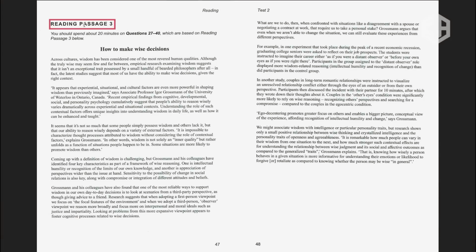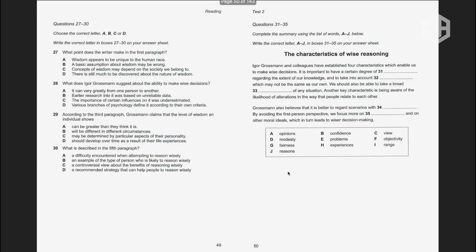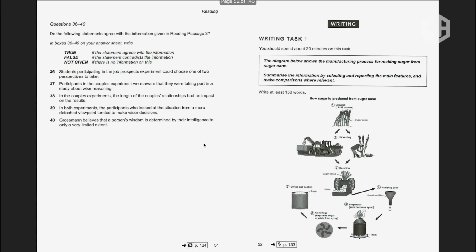The text that I have chosen is the 3rd passage. There are 14 questions, as you see, up to number 40.